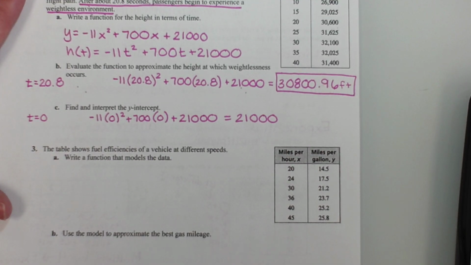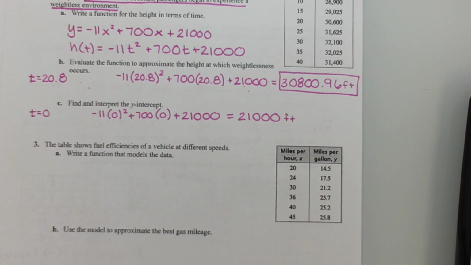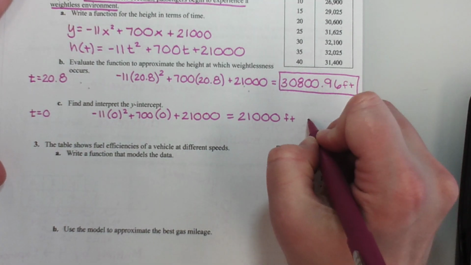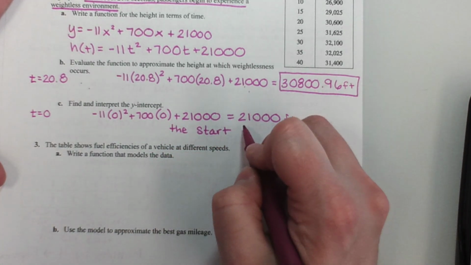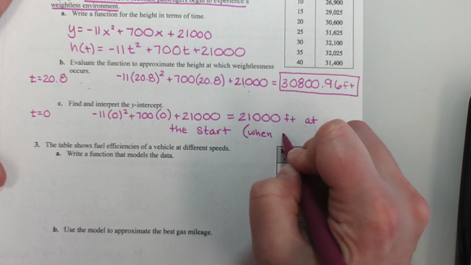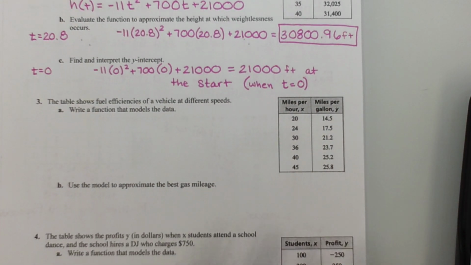21,000, what units are on that? Feet. That's the number of feet when time is 0. In other words, it's the number of feet they started at. It's where they started making that parabolic path. You can write at the start, or even if you prefer to say when t equals 0. But that's what a y-intercept tells you. It tells you where to start. It tells you when a certain value is 0.